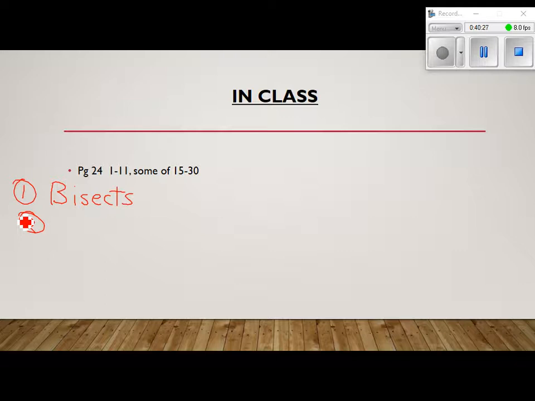Number 2, complete the sentence. To find the length of segment AB with endpoints A and B, you can use the blank. What are we going to use? The distance formula. Use the distance formula to find the length. Use the midpoint formula if you want to find the midpoint.